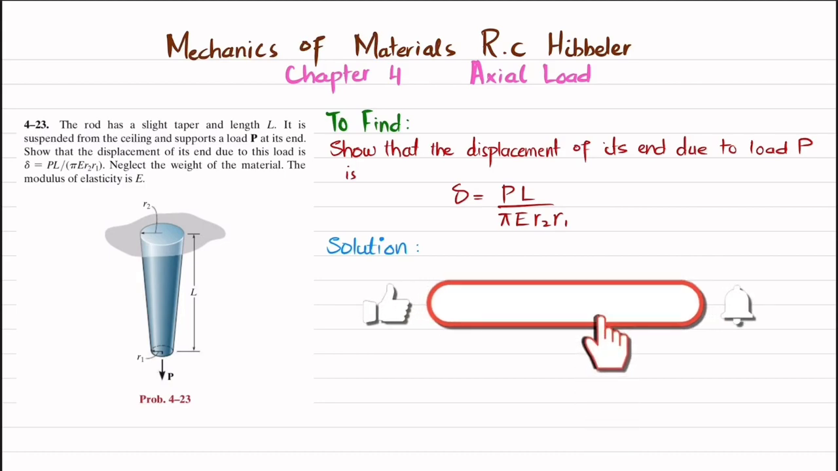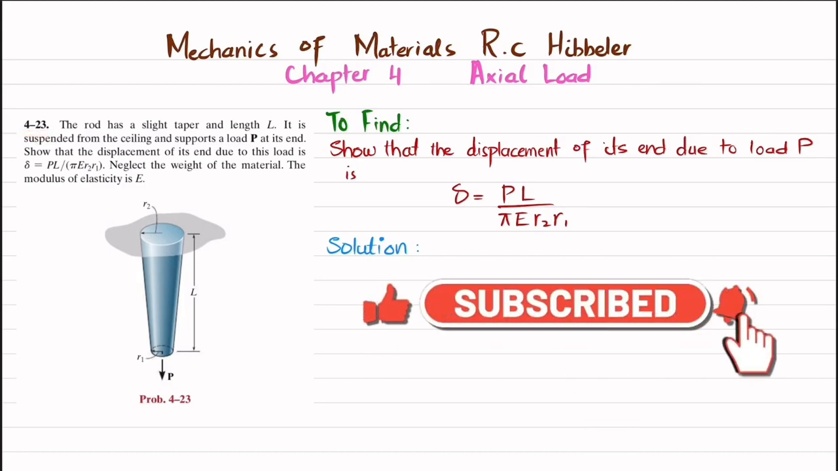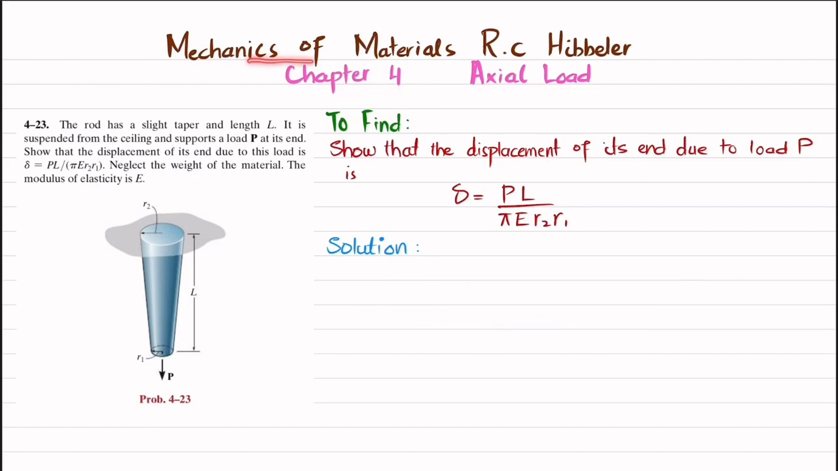Welcome back. Problem 4-23. This problem is taken from chapter number 4, that is axial load, and the book name is Mechanics of Materials by R.C. Hibbeler. So the statement of the problem is: the rod has a slight taper and length L. It is suspended from a ceiling and supports a load P at its end. Show that the displacement of its end due to this load is this one. Neglect the weight of the material; the modulus of elasticity is E.